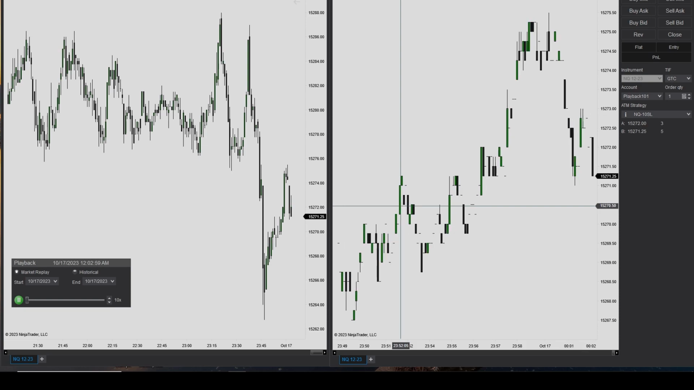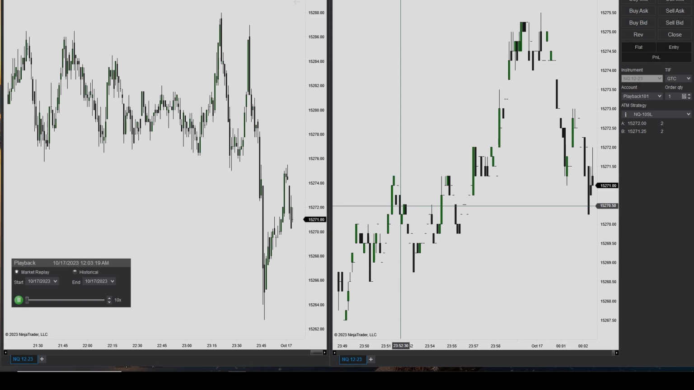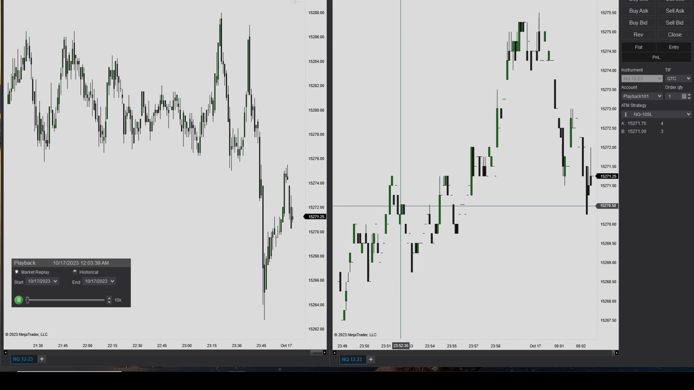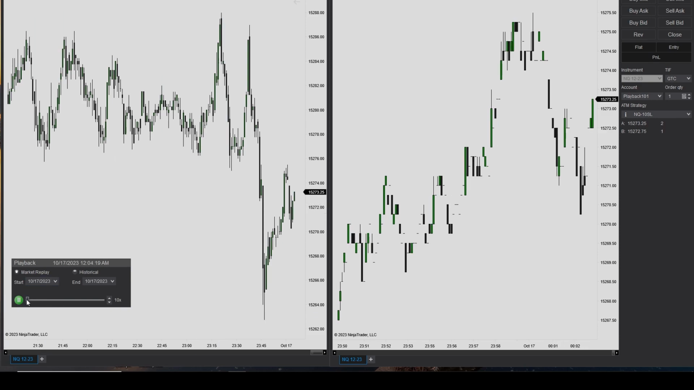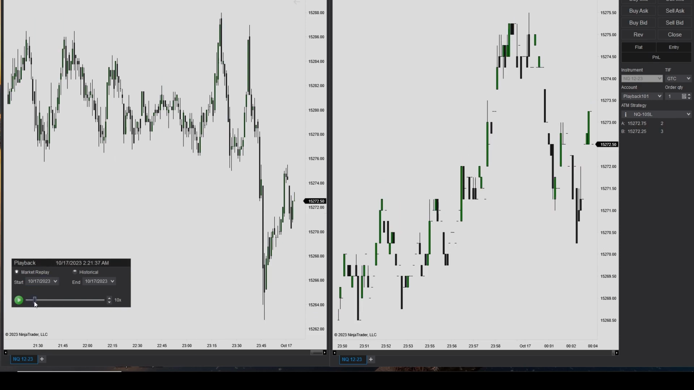We're going to do a little backtesting session, and it's just going to be a quick one. See if I can extract a little 10-pointer out of NQ. This is a random day, October 17th. I'm going to skip to the morning session.